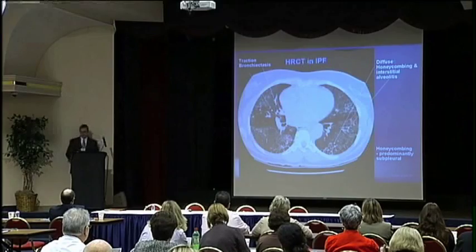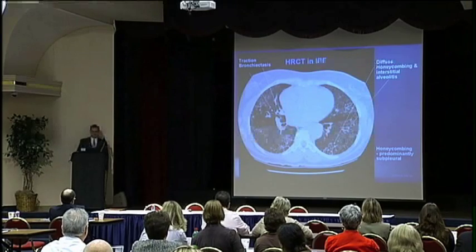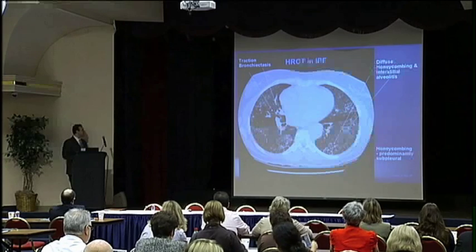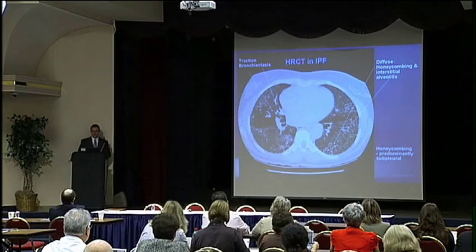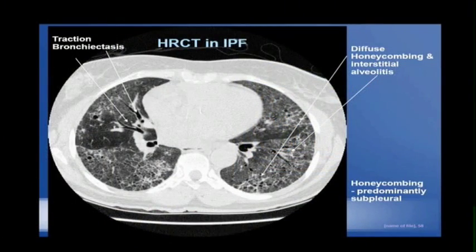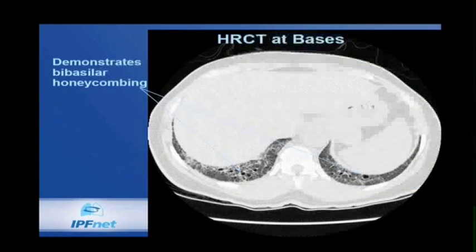a minute. This is a slide that I shamelessly took from Dr. Noth, and it shows some of the changes that you see in IPF. This is traction bronchiectasis, and what that means is bronchiectasis is dilation of the bronchi. In IPF, you get scarring of the surrounding lung parenchyma, and actually this tends to pull on those bronchi and enlarges them, and that's why it's called traction bronchiectasis. You see diffuse honeycombing and interstitial alveolitis, and the honeycombing is predominantly basilar and subpleural. At the bases, again, bibasilar honeycombing can also be seen.